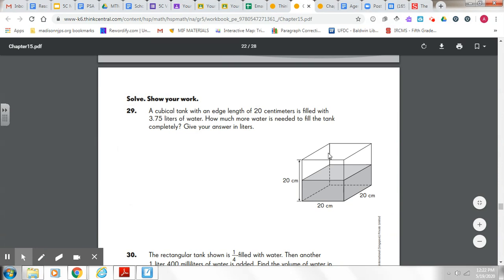So here's a cube, and it has 3.75 liters of water in it. We need to find how much water is needed to fill this tank completely if it has 20 by 20 by 20 sides. It's not filled right now, so we need to figure out how much more is needed to fill that particular tank.